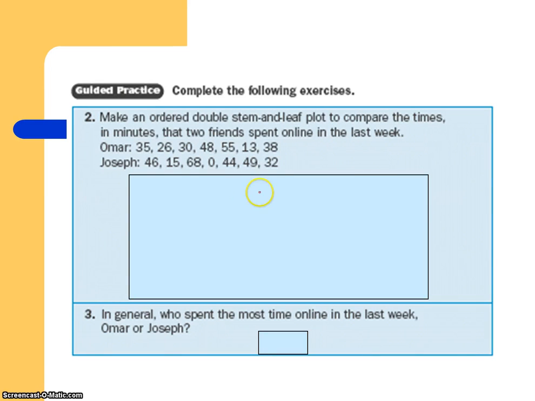Example 2, make an ordered stem and leaf plot. Remember to do 2 lines. This is your stem, and then we're going to say this is Omar's leaves, and this is Joseph's leaves. Go ahead, pause the video, and try number 2. Lowest number is 0. Highest number is 55, so 5. So 1, 2, 3, 4, 5.